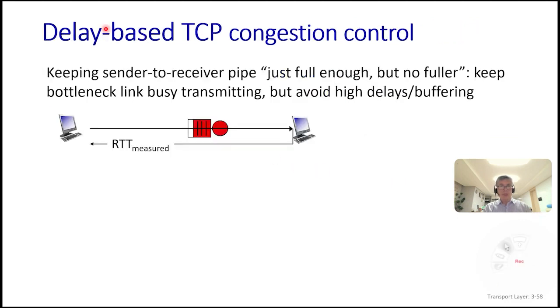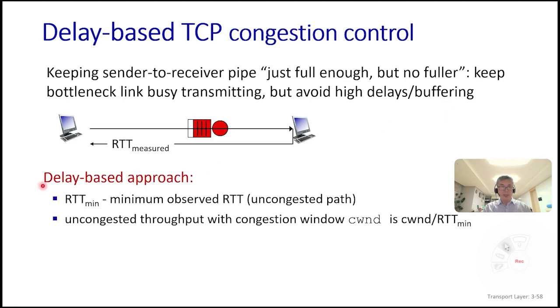So that's why we come up with the new congestion control. It is called the delay-based TCP congestion control. The idea is to keep the sender-to-receiver pipe just full enough, but no fuller. Keep the link busy transmitting, but avoid the high delays bubbling. So that is the delay-based approach.